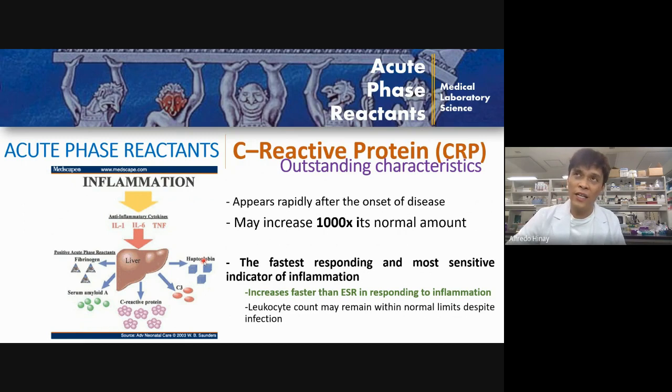CRP naman, class, is not very expensive in the Philippines. But compared with the ESR, meron siyang difference. Majority of physicians usually check first with the ESR and then with the C-reactive protein. Okay? The leukocyte count may remain within normal limits, class, despite the infection. That's the reason why you need a more sensitive marker, which is your C-reactive protein.